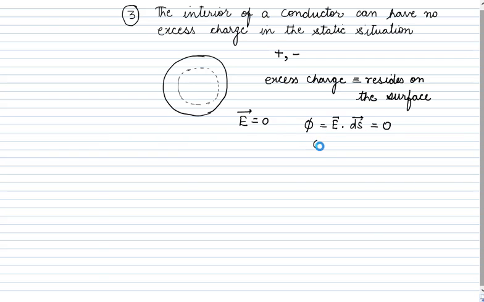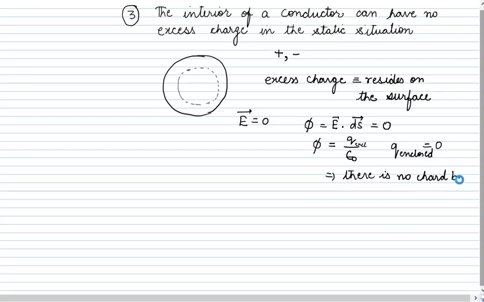And if phi is 0, then using Gauss law, phi is the charge enclosed upon epsilon naught. There is also a lecture on Gauss law, but for now you can take this as the expression for Gauss law. So if phi is 0, that means this Q, the enclosed charge, that means the charge enclosed within this surface is also 0. And if the charge enclosed is 0, it implies there is no charge bound in the interior of the conductor. So all the excess charge will reside only at the surface of the conductor.